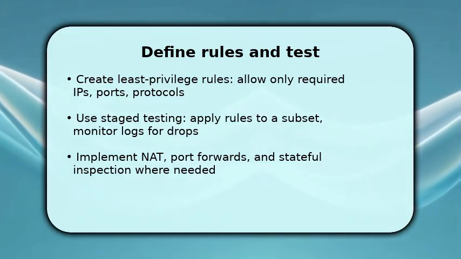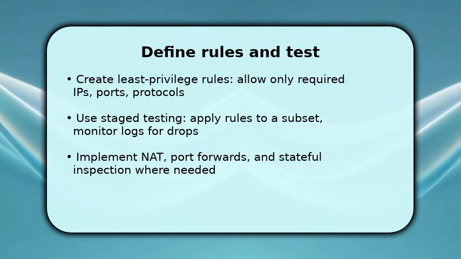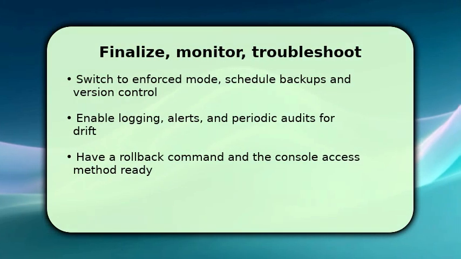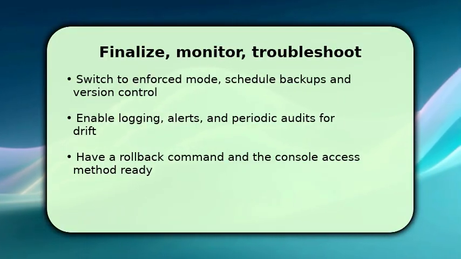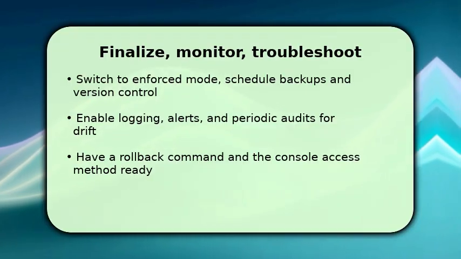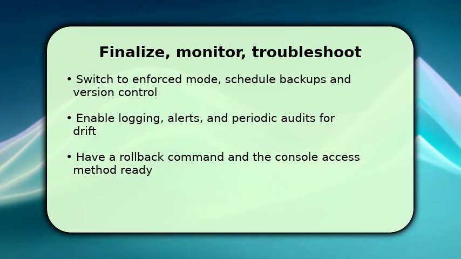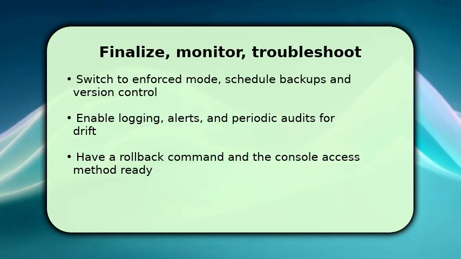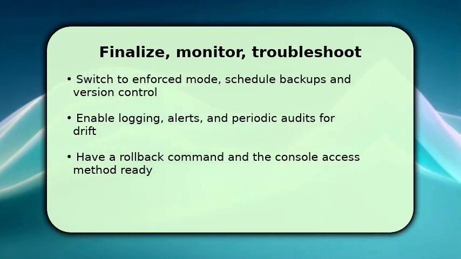Keep checking connection states and adjust timeouts. This prevents you finish by switching the firewall to enforced mode after successful tests and immediately save a version backup so you can restore previous settings. Then, enable logging and alerts tied to thresholds to catch regressions and schedule periodic audits to detect drift.